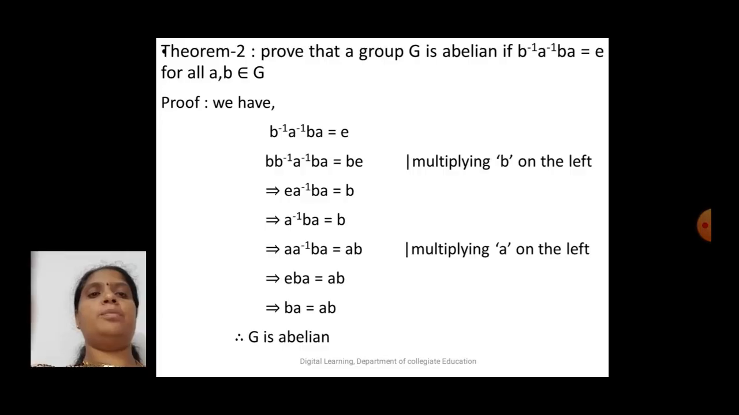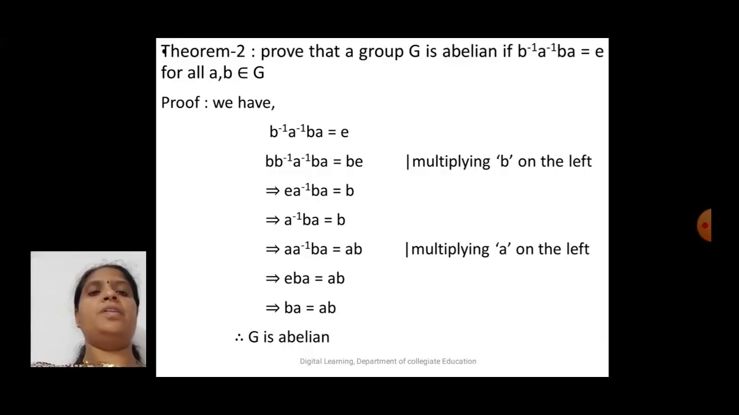Next, go for theorem 2. Prove that a group G is abelian if B inverse A inverse BA is equal to E for all A, B belongs to G. So B inverse A inverse BA is equal to E. Let us consider this, and we have to prove that G is abelian.